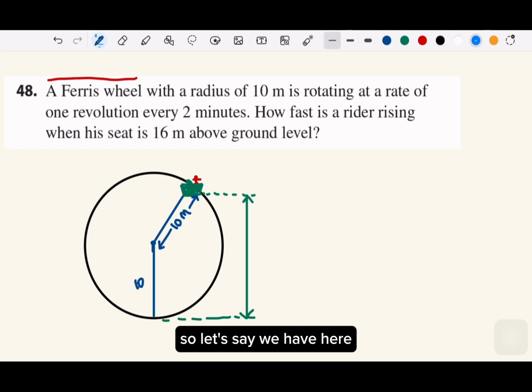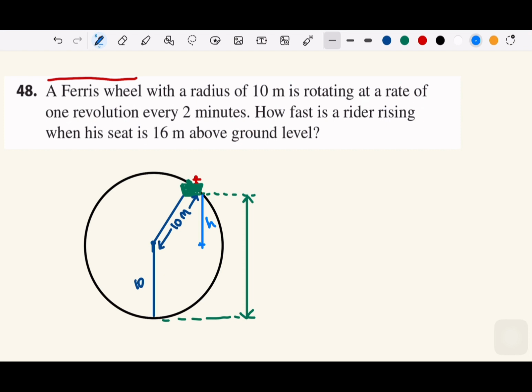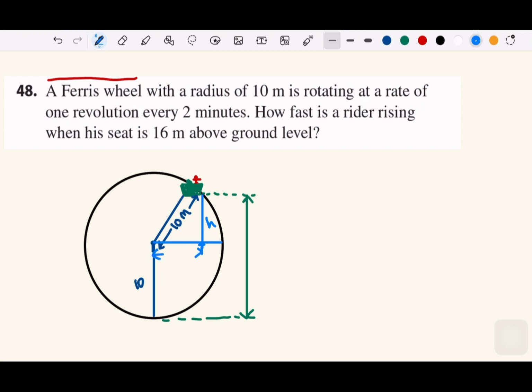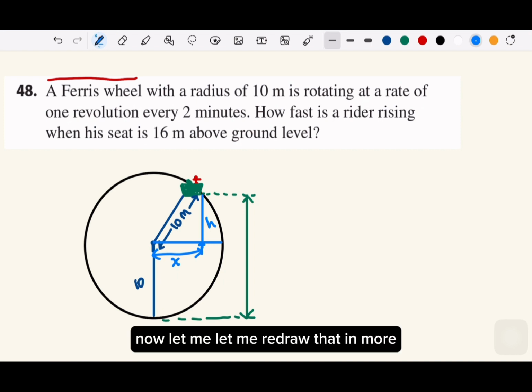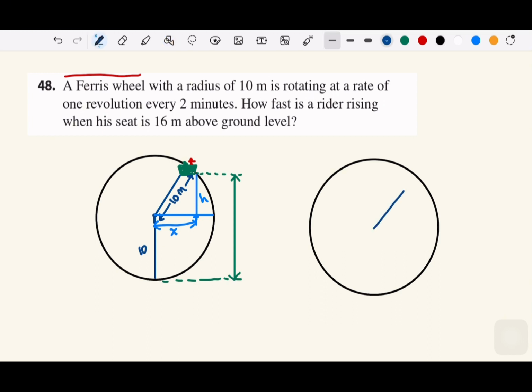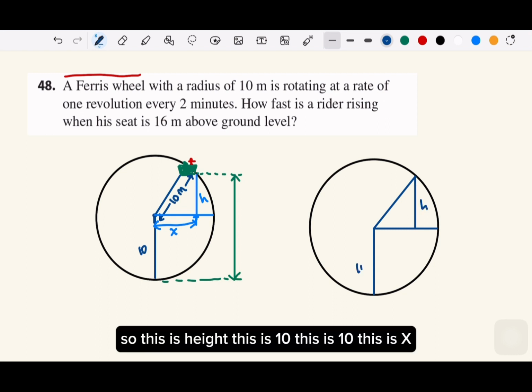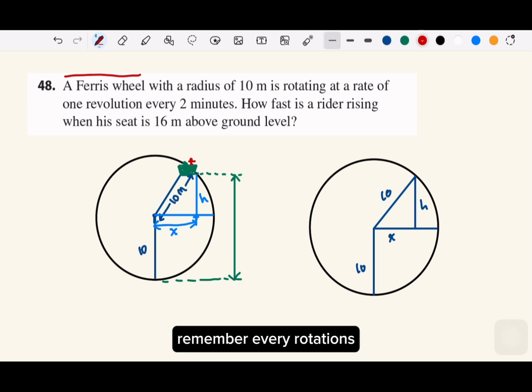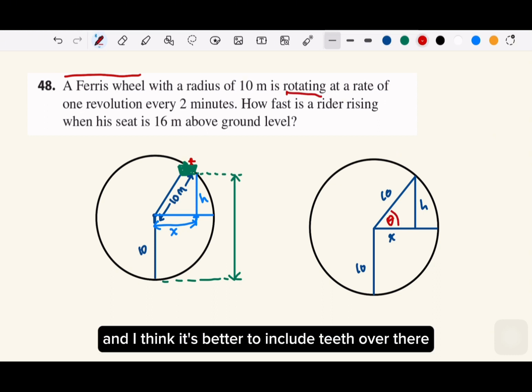So let's say we have here the height, let's say h, and then this is the radius, and up until here we have x. Now let me redraw that in a simpler way. So this is height, this is 10, this is 10, this is x. And then it's rotating. Remember, every rotation, I think it's better to include theta over there, right?